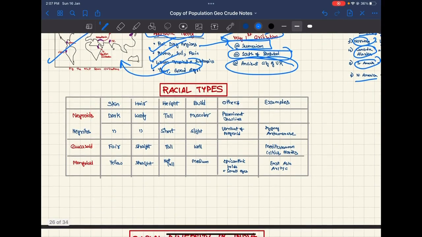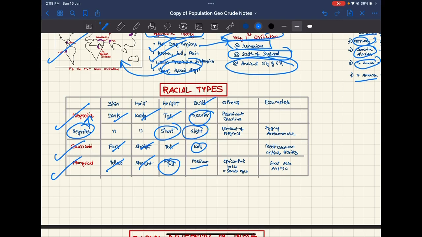So the three racial types of the world are Negroid, Caucasoid, and Mongoloid. Negrito is a variant of Negroid. The skin color is dark, fair, and yellow. Hair: they are woolly, and the other two have straight hair. Height: these two are tall, this one is not tall, and Negritos are very short. Build: they are muscular, well built, and medium built, and slight built. The other features: they have a prominent jawline. These are a variant of Negroid, and they have an epicanthic fold due to which they have small eyes. Examples are Pygmy and Andamanese, Caucasoid and Mediterranean, Celtics and Nordics.